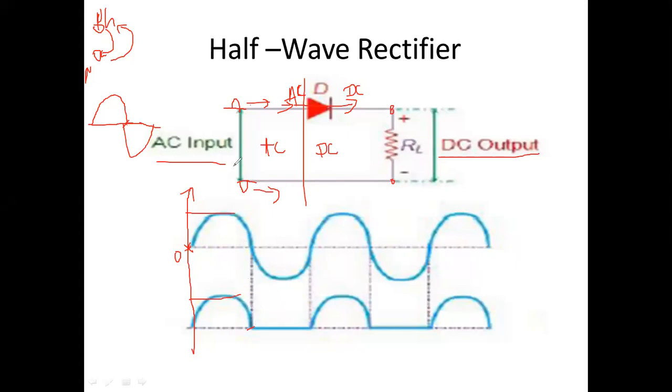So the output is linearly proportional to the input. We can show that here now.